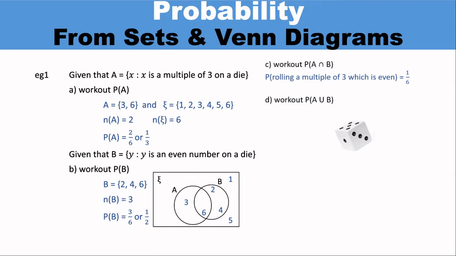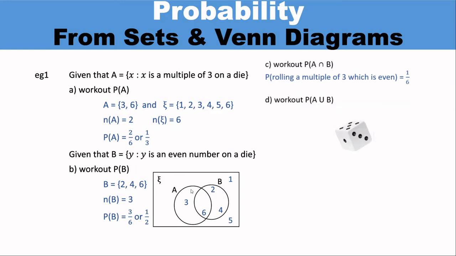What about the probability of A, remember this symbol, union B? A union B means the probability that we roll either a multiple of 3 on a die or an even number on the die. The union represents or, either one set or the other, or it could be both at the same time. Looking at my Venn diagram, I can see that A, the multiples of 3, include 3 and 6, and B, the even numbers, include 2, 4, and 6.